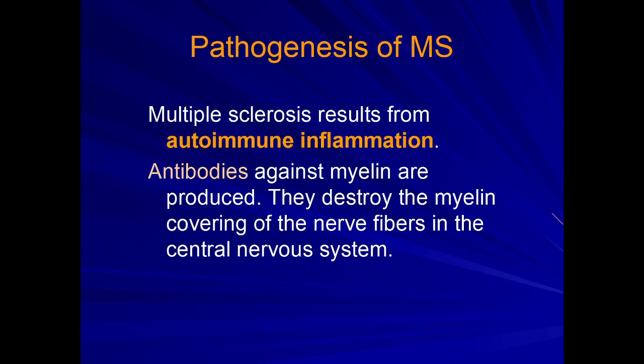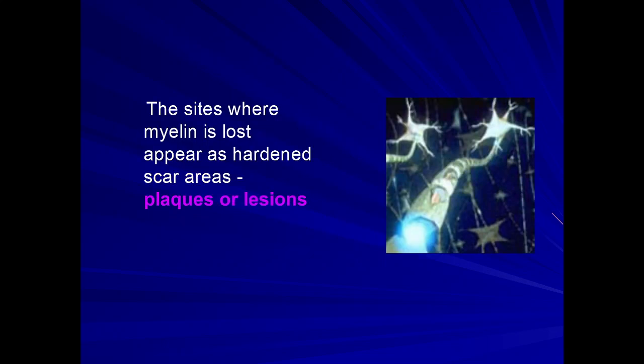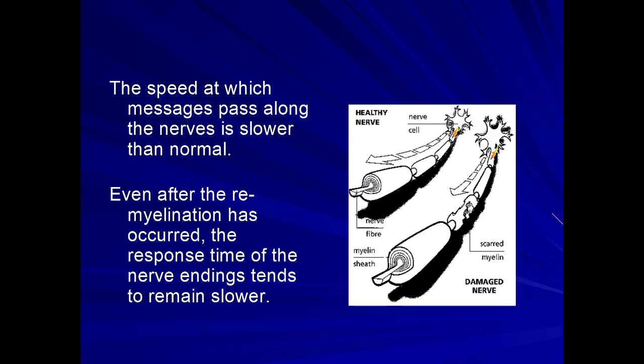Multiple sclerosis results from autoimmune inflammation. Antibodies against myelin are produced. They destroy the myelin covering of the nerve fibers in the central nervous system. The sites where myelin is lost appear hardened, scar areas, plaques. The speed at which messages pass along the nerve will be slower than normal, even after remyelination.